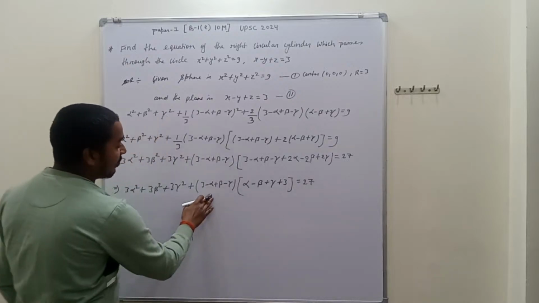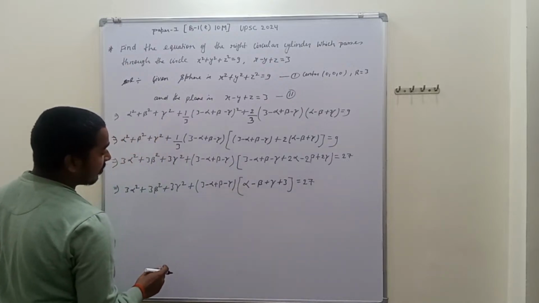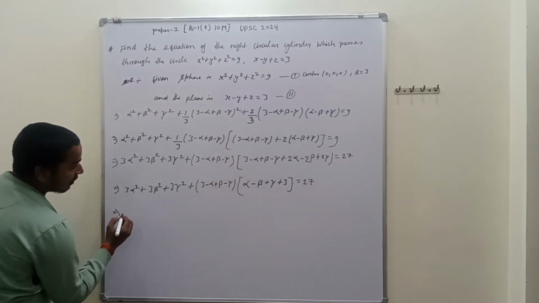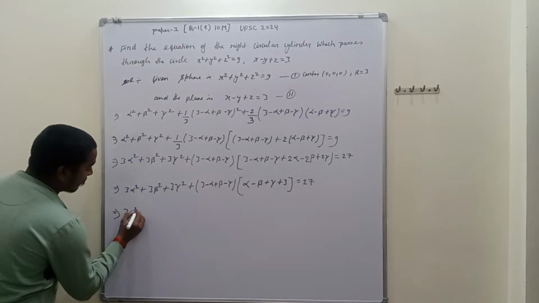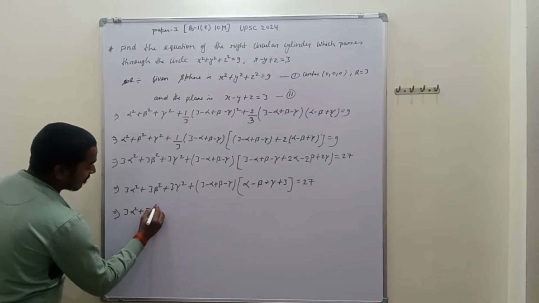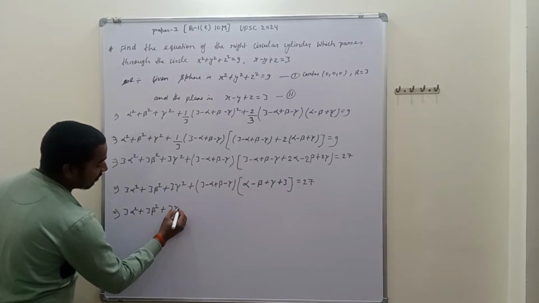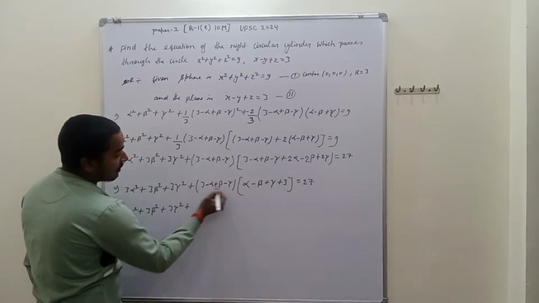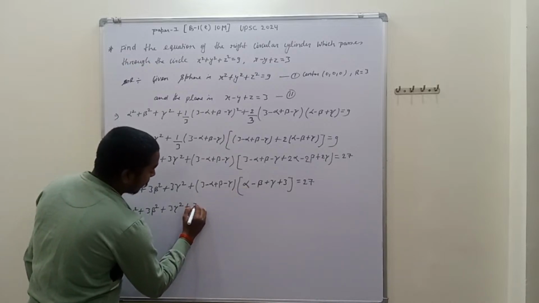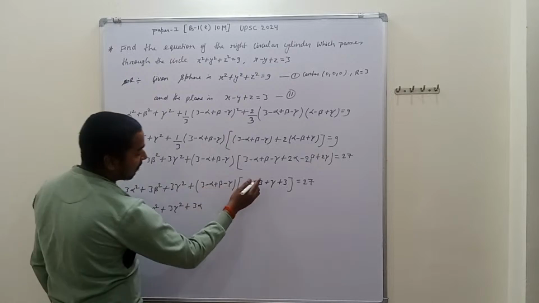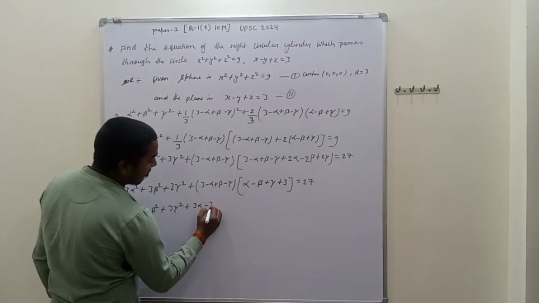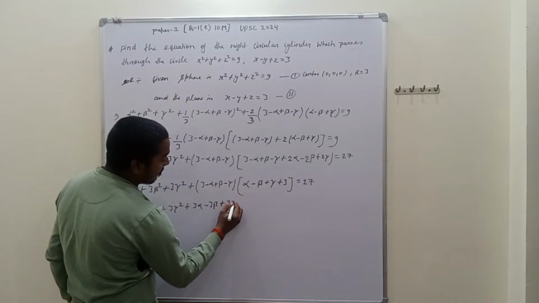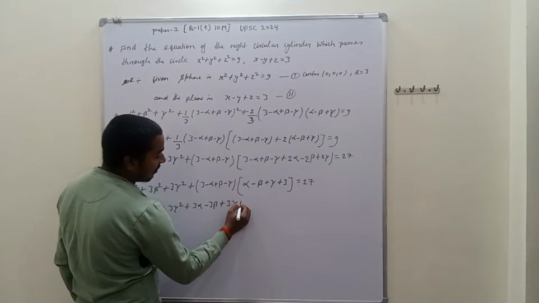We have to multiply with this function, that is (3 minus alpha), multiplied with (3 alpha square plus 3 beta square plus 3 gamma square plus...). We have to multiply with the equation, that is 3 into alpha is 3 alpha, and minus 3 beta, and plus 3 gamma, and plus 9.